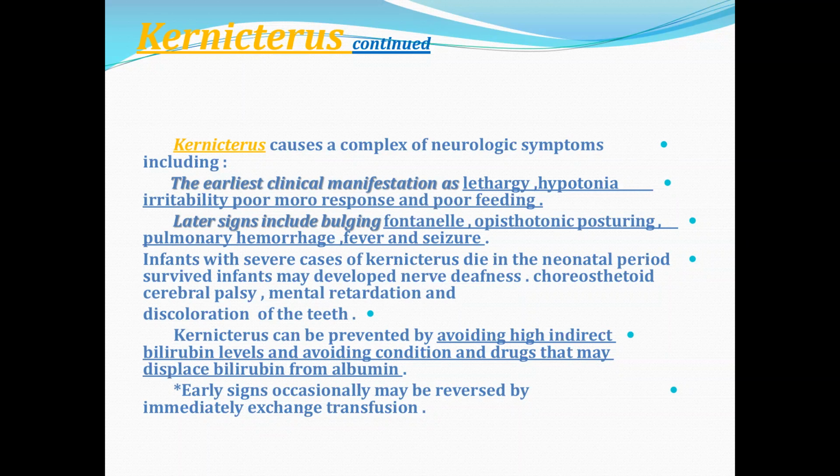Kernicterus, as we say, is important. Why is it important? Because it is a preventable condition. How do we prevent it? Of course, by avoiding a high indirect bilirubin level and avoiding conditions and drugs that may displace bilirubin from the albumin. Keep in mind, early signs may be reversed by immediate exchange transfusion. So if you have a risk factor for a high level of bilirubin and kernicterus, with early signs or symptoms occurring, you should intervene immediately.